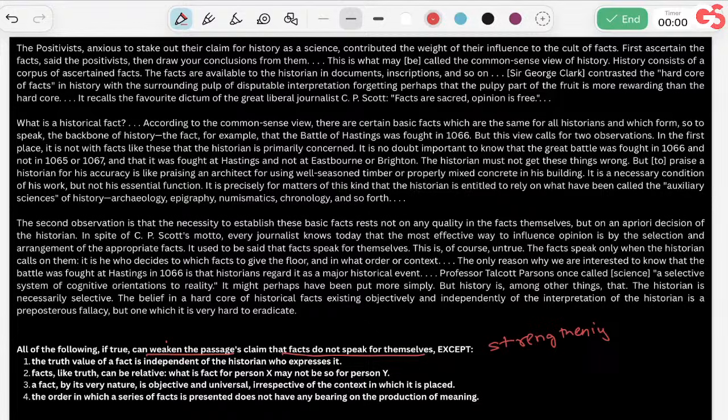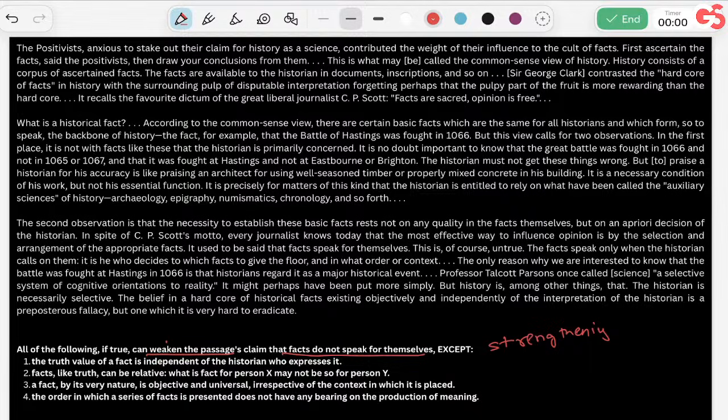Is that clear? So ultimately, if I try to make a mental map of it, positivists are the people who wanted to establish history as science, because in history also there are certain things which are based on observations and common sense, observations, and facts are there. They can be documents, inscriptions. So based on that, it can be a science, right?